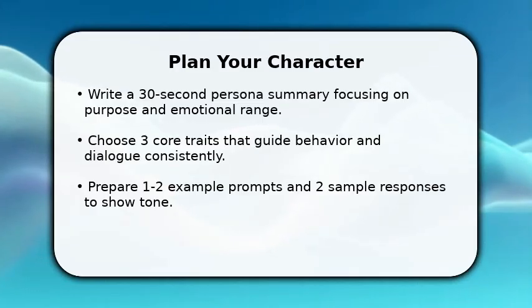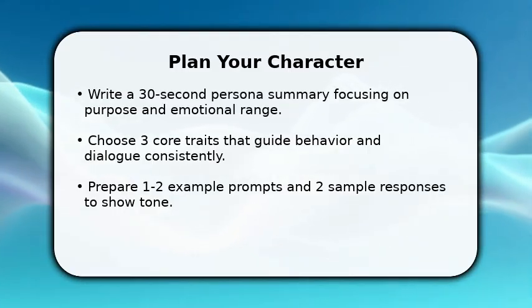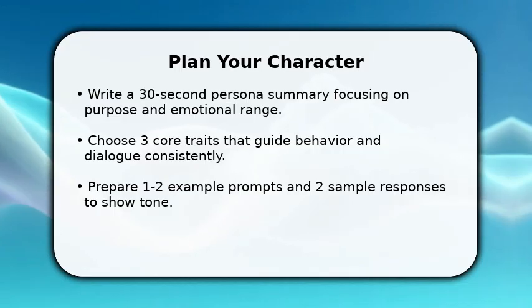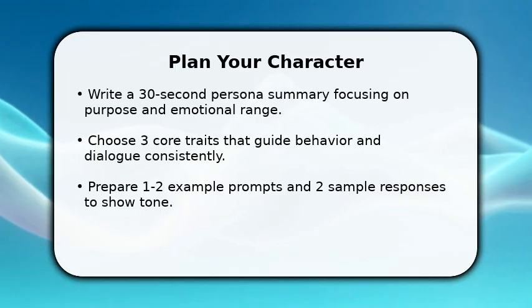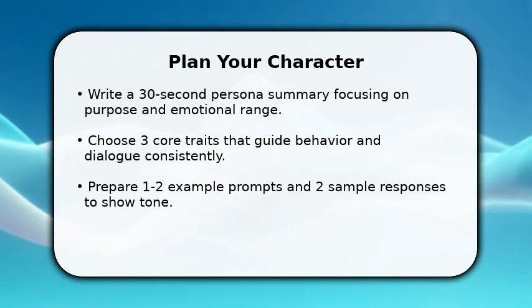Start by writing a 30-second persona summary that defines purpose and emotional range. Specify the character's goals, limits, and background in plain sentences. Choose 3 core traits that will guide every response for consistent personality.